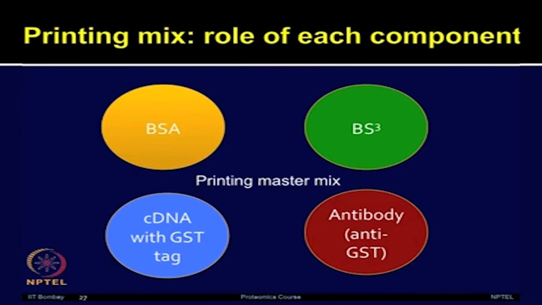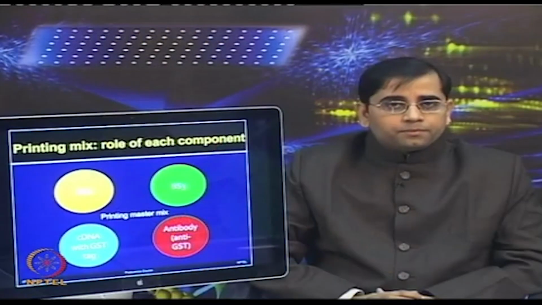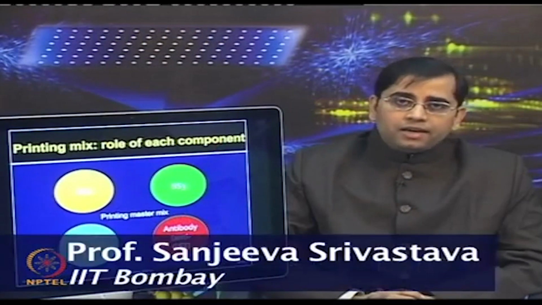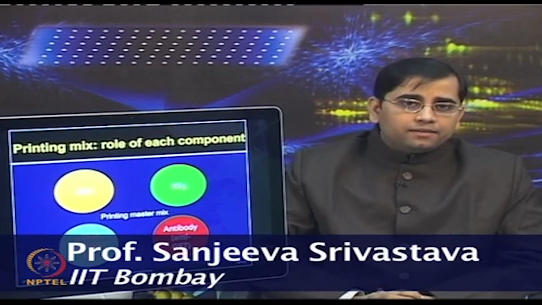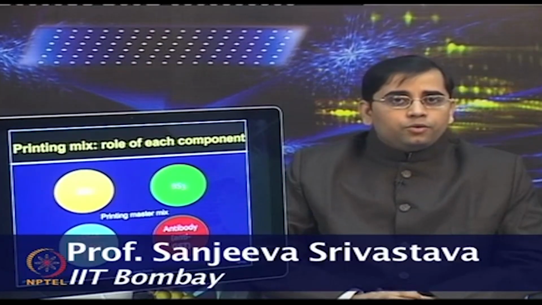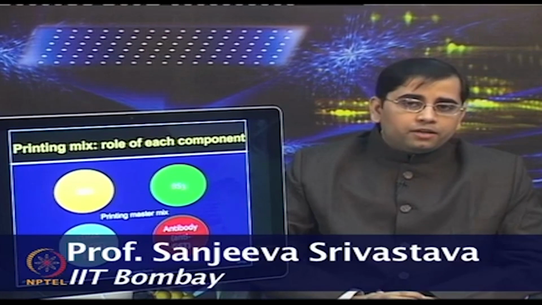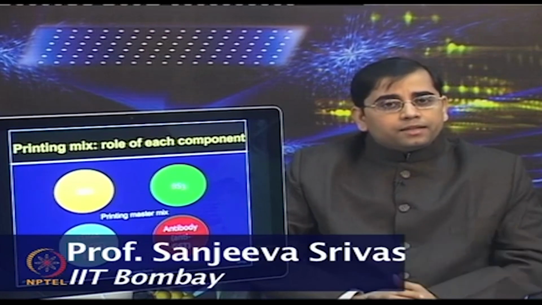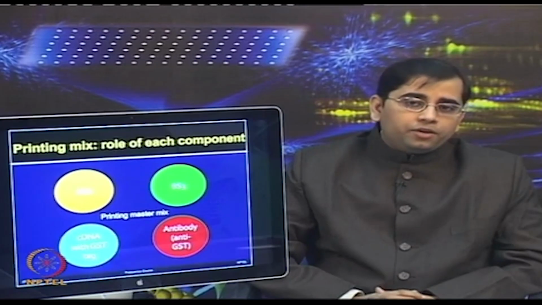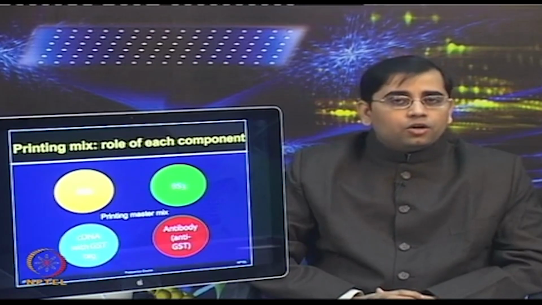So, BSA dramatically improves the DNA binding efficiency. BS3, BSA and capture antibody are coupled to the amine coated glass surface, where BS3 is an activated ester terminated homobifunctional crosslinker. The cDNA contains a GST tag, or you can introduce any other tag. Then you need to have the capture antibody, so that the expressed proteins can be captured with the antibody to a C-terminal GST tag on each protein.